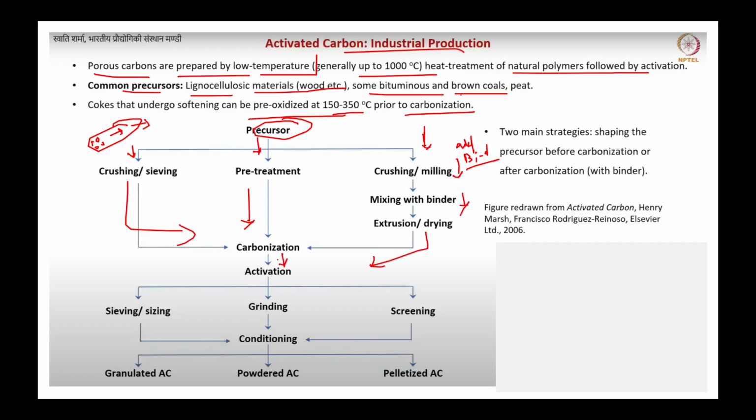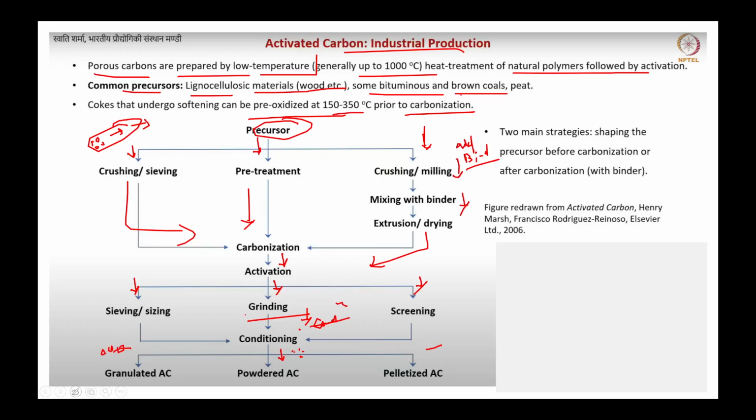Then use activation as we have discussed in our previous slide. After that, again you will do the sizing or sieving, grinding, and then screening. After this, we will go for conditioning. Now what we will have is granulated activated carbon. We can have it in a powder form, very small like this, or we can have a pellet of this activated carbon. So three forms we can get: a granule, a powder, and a pellet.